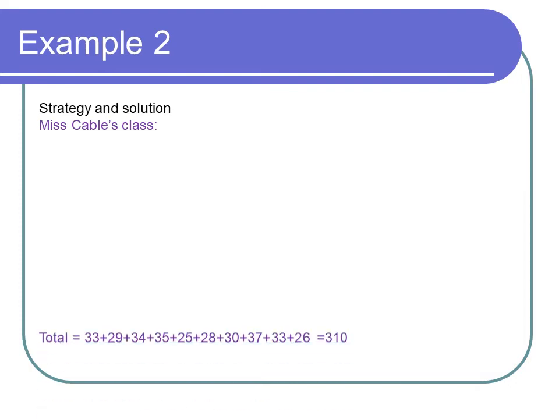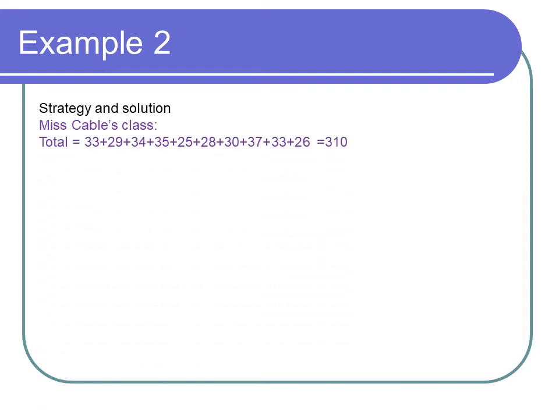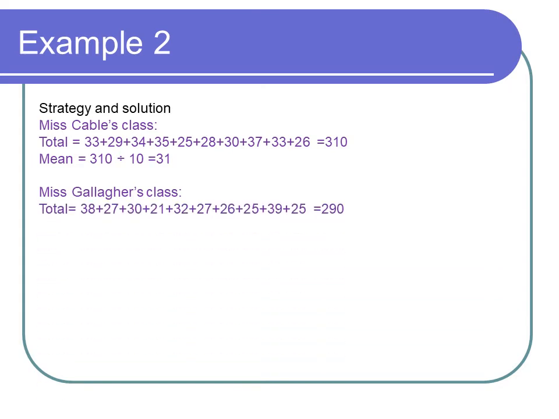So before we start to compare, we need to find the range and the mean for each class. To find the mean of scores for each class, we should add the 10 scores and then divide by 10. So for Miss Cable's class, the total is 310, divided by 10, the answer is 31. While for Miss Gallagher's class, the total after adding the 10 scores is 290, divided by 10, it's 29.